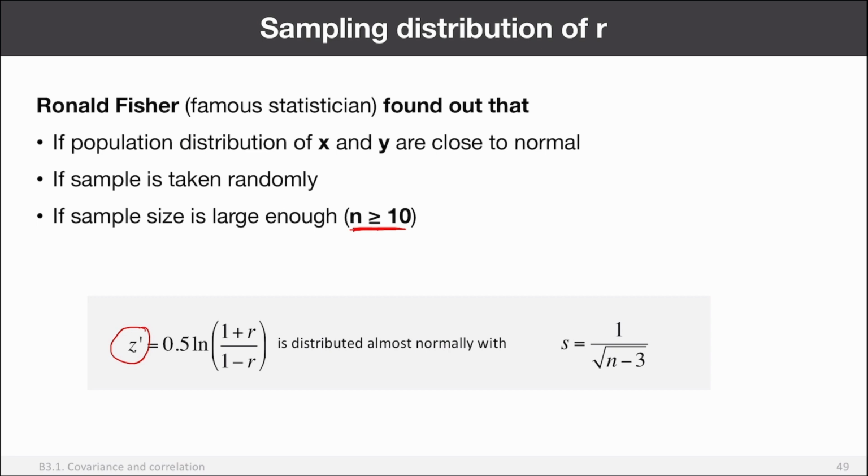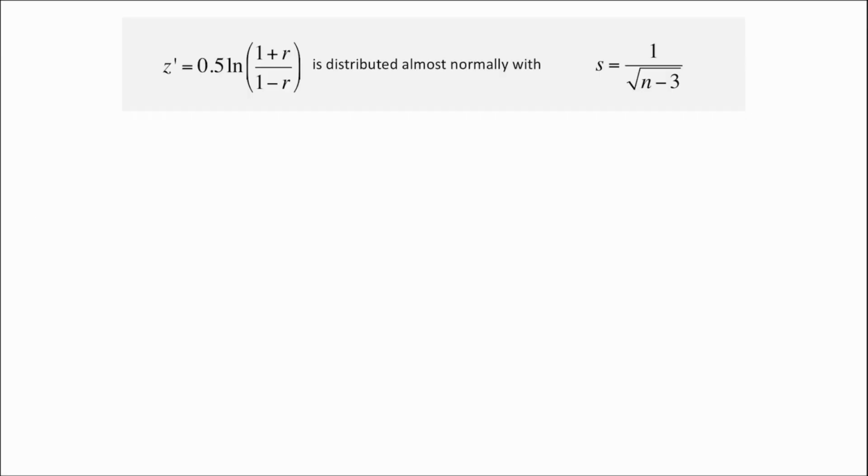This is how to convert it. Take your correlation coefficient, add 1, and then subtract it from 1, take the ratio, take a natural logarithm, and take a half of it. Then this Z prime will follow a normal distribution, and this will be the standard deviation of this distribution. So let me show you how it looks.